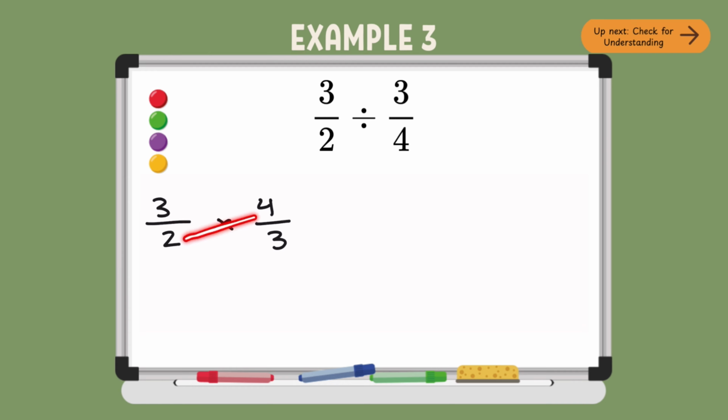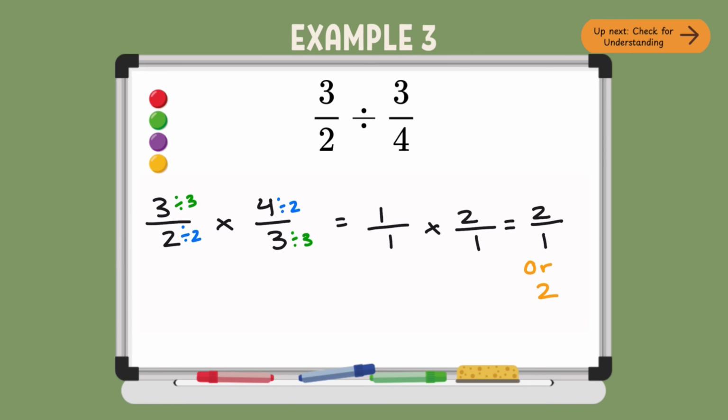Now let's simplify before we multiply straight across. We have 2 and 4. 2 and 4 can be reduced by 2, so I'm going to divide 2 and 4 both by 2. And then also we have 3 and 3 diagonal from each other, and they can both be reduced if I divide them by 3. Now I need to rewrite my problem, so that's going to give me 1 over 1 times 2 over 1. 4 divided by 2 is 2, 3 divided by 3 is 1. Now we can multiply straight across, and that's going to give me 2 over 1, or you can say 2.